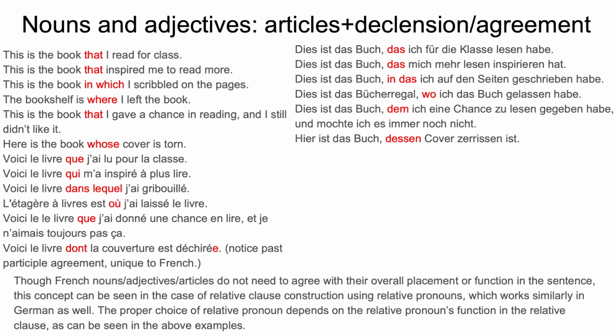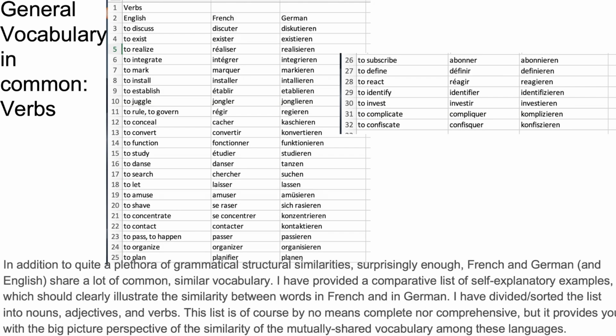Though French nouns, adjectives, and articles do not need to agree with their overall placement or function in the sentence, this concept can be seen in the case of relative clause construction using relative pronouns, which works similarly in German as well. The proper choice of relative pronoun depends on the relative pronoun's function in the relative clause, as can be seen in the above examples.